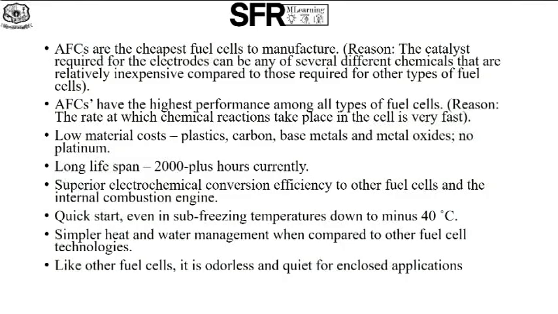So, these are the advantages of AFC. AFCs are the cheapest fuel cells to manufacture because the catalyst required for the electrodes can be any of several different chemicals that are relatively inexpensive compared to those required for other types of fuel cells. The AFCs have the highest performance among all types of fuel cells. The rate at which the chemical reaction takes place in this cell is very fast.